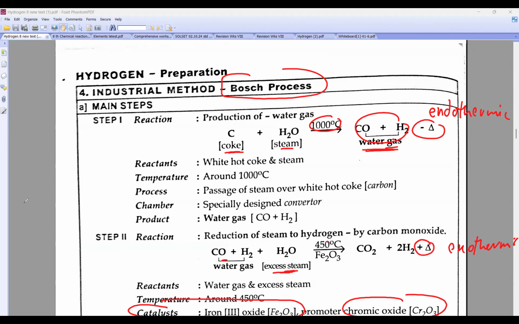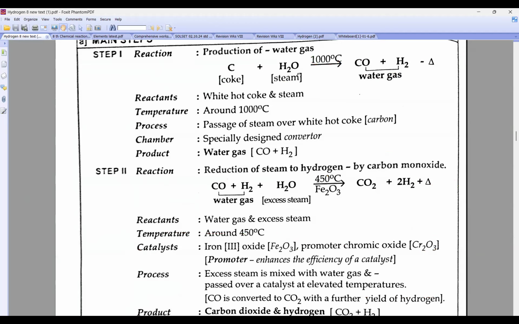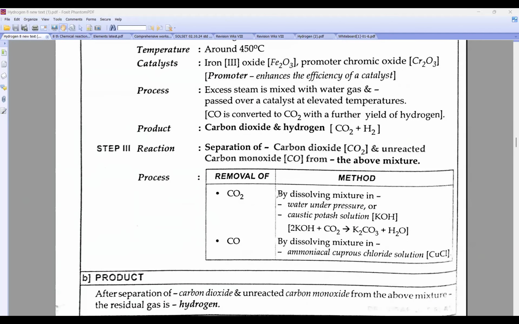Now in both these reactions, I am interested only in hydrogen. I want to get rid of the rest. So they will ask how carbon monoxide is removed and how carbon dioxide is removed. You have to read this, and both these reactions will come. So how do we remove carbon monoxide and carbon dioxide? Carbon dioxide is removed by dissolving the mixture into caustic potash solution.